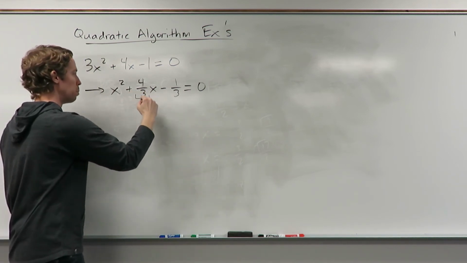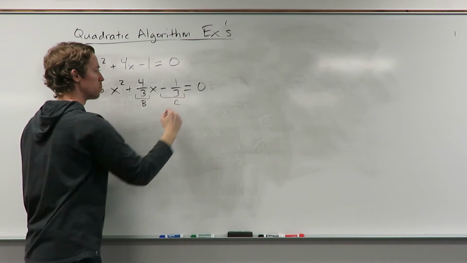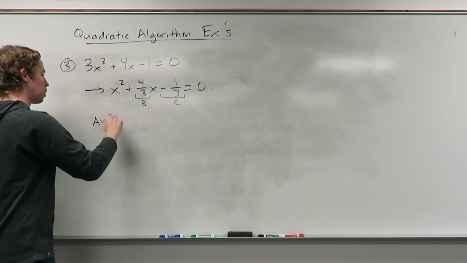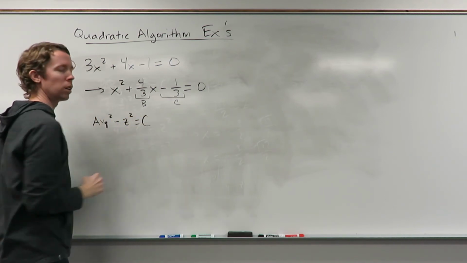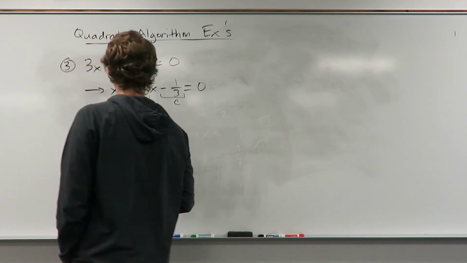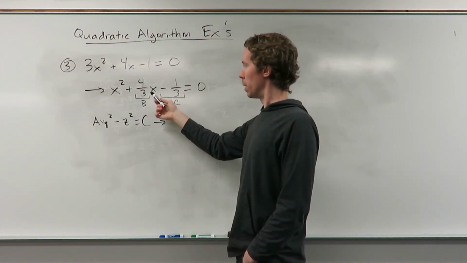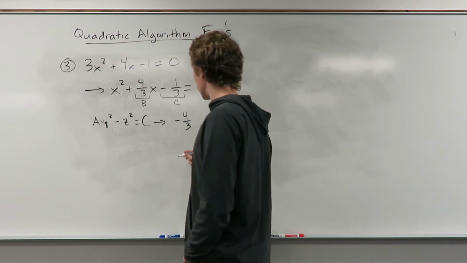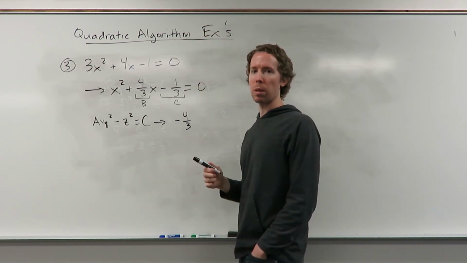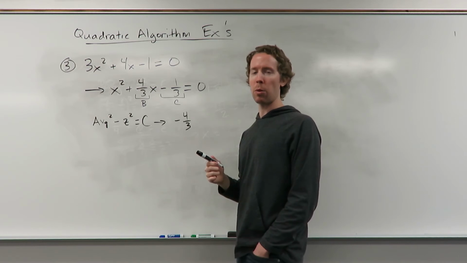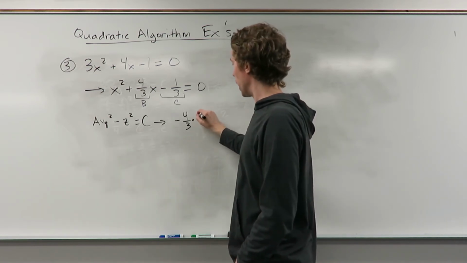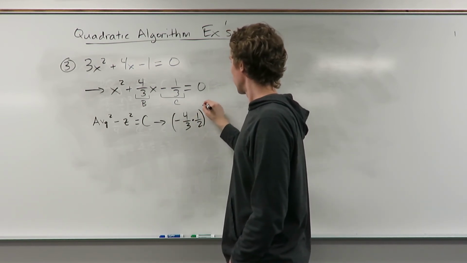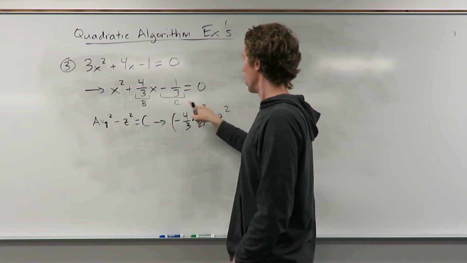So this is my B, and this is my C. And now what I need is average squared minus Z squared equals C. My average, remember, is negative B divided by 2. So I'm going to do negative B. And then instead of writing divided by 2, I'm going to multiply it by 1/2. Multiplying by 1/2 is the same as dividing by 2. And that's the easier way to do it when you're dividing a fraction. So average squared minus Z squared equals C.